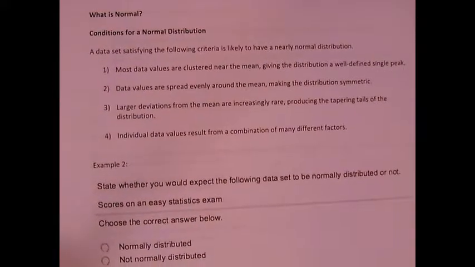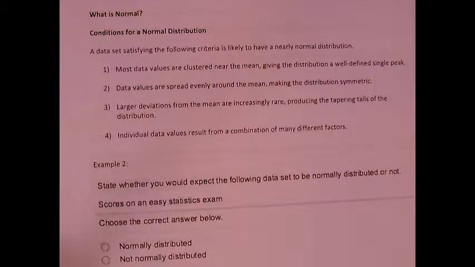Data values are spread evenly around the mean, making the distribution symmetric. So that means when it's symmetric, the left side of the normal curve has a mirror image of the right side of the normal curve. Number 3, larger deviations from the mean are increasingly rare, producing the tapering tails of the distribution. And usually with a larger deviation, that hump is getting smaller. You have a shorter hump in the normal curve. And number 4, individual data values result from a combination of many different factors.